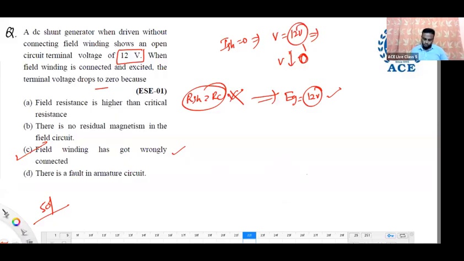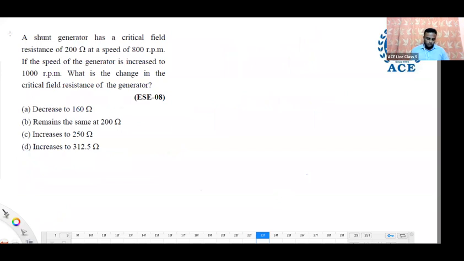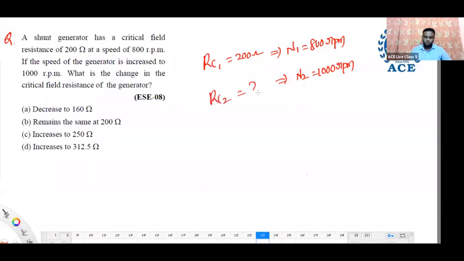Next question. A shunt generator has a critical field resistance of 200 ohms at a speed of N1 equals 800 RPM. If the speed of the generator is increased to 1000 RPM, what is the new value of critical field resistance? RC2 is how much?